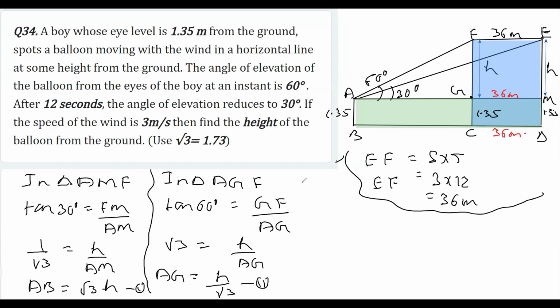Now, what I said here is that this we know, and this we know as 36. We know the whole length AM. So we can say that this GM, which is 36, is AM minus AG. Let me show you.